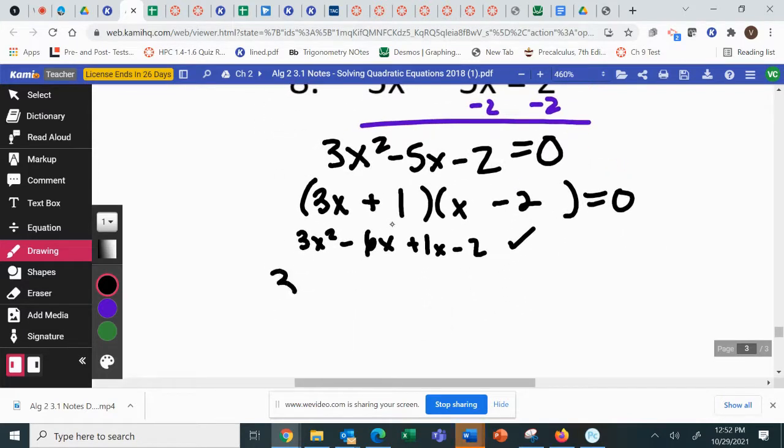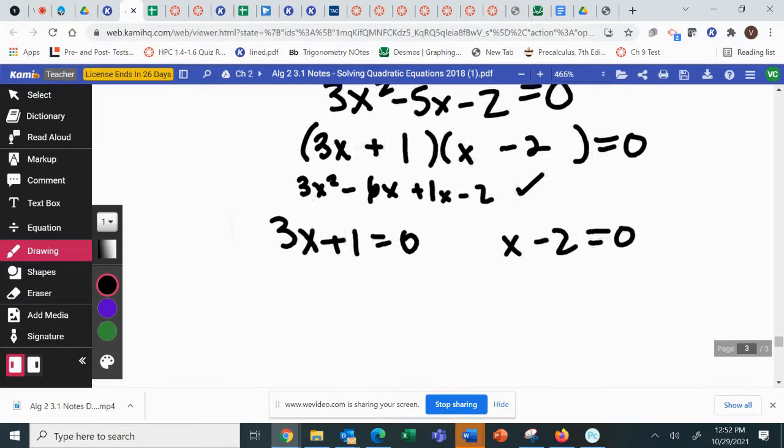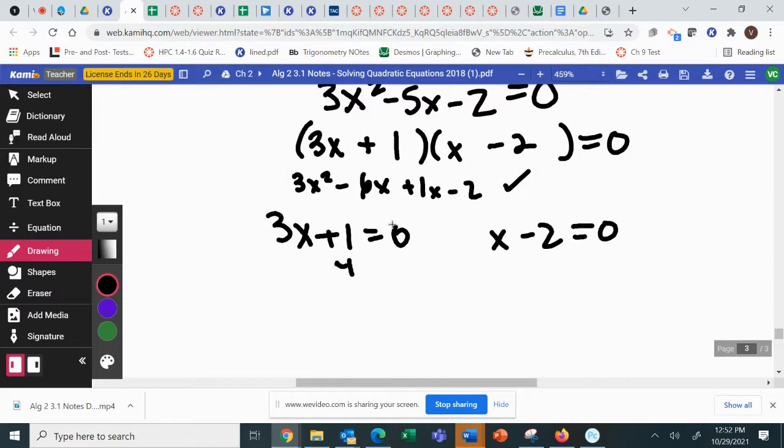Okay, so then we set each factor, 3x plus 1 equals 0 and x minus 2 equals 0. We're going to solve each factor. This first factor, you have to take away 1 and then divide by 3.